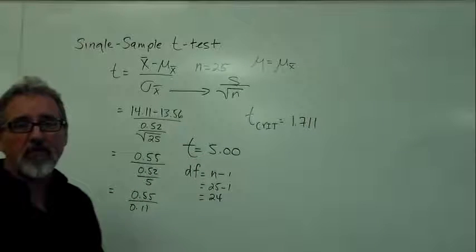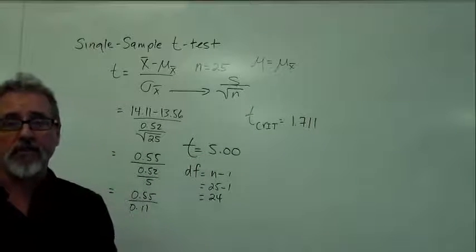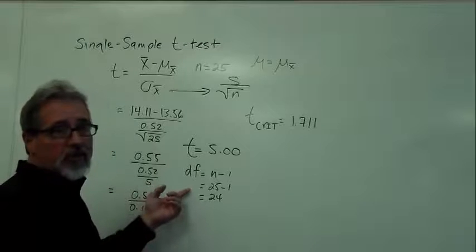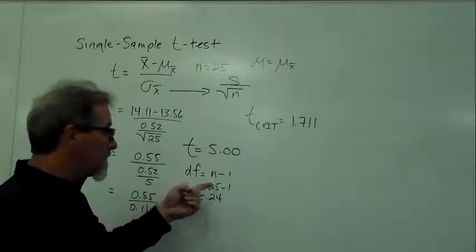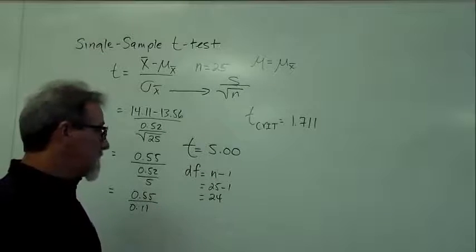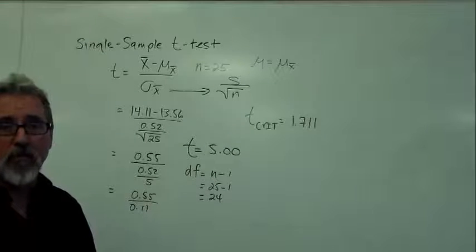So from here, in order to determine if it's significant, we have to go to the t-table. And before we go there, we're going to calculate the degrees of freedom. So for this formula, it's just n minus 1. We have a sample size of 25, so the degrees of freedom is 24.